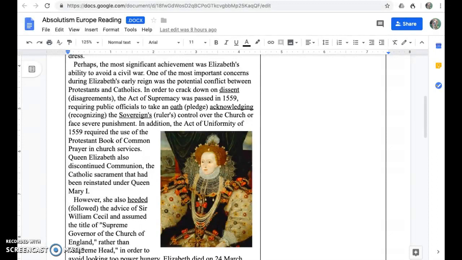One of the most important concerns during Elizabeth's early reign was the potential conflict between Protestants and Catholics. In order to crack down on dissent or disagreements, the Act of Supremacy was passed in 1559, requiring public officials to take an oath or a pledge, acknowledging the sovereign ruler's control over the church, or face severe punishment. In addition, the Act of Uniformity of 1559 required the use of the Protestant Book of Common Prayer in church services.